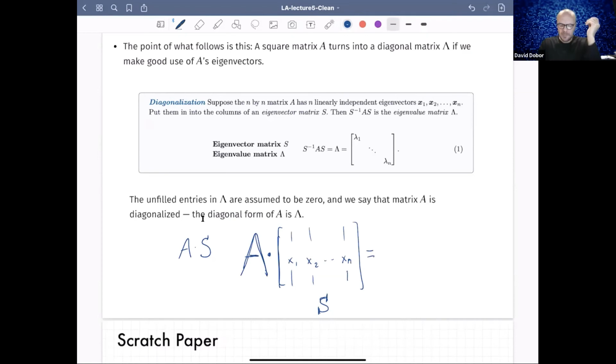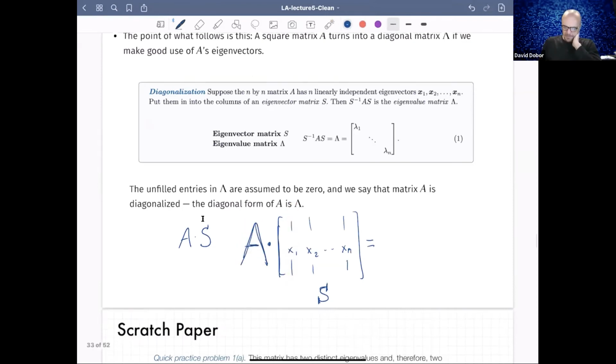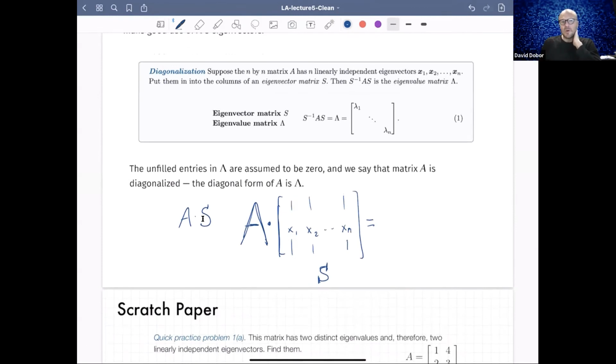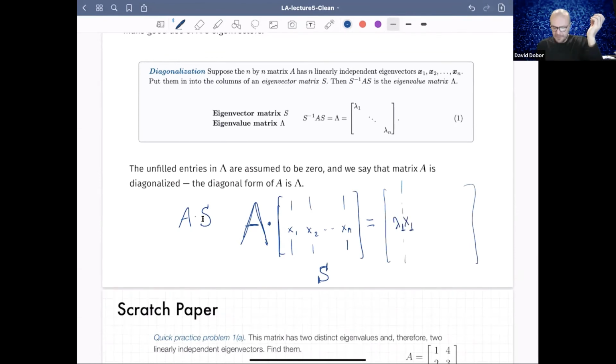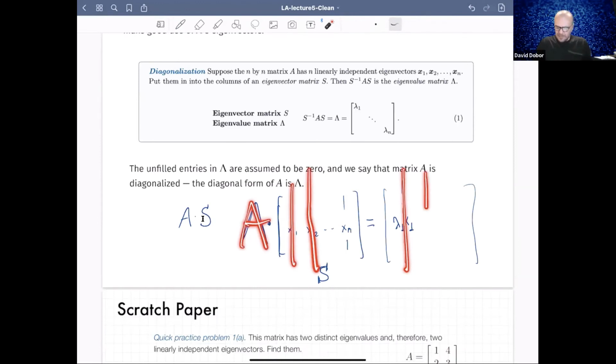Let's look at this column by column. What happens when I multiply A by the first column, x1? It's an eigenvector. So what does it mean to multiply A by an eigenvector? You get a stretched or compressed version of it. Exactly. Do I get lambda 1 times x1? Right? I stretch that vector lambda 1 times. I'm writing down the product of a matrix by a matrix column-wise. So A times the first column is going to be this column. A times the second column is going to be this column.